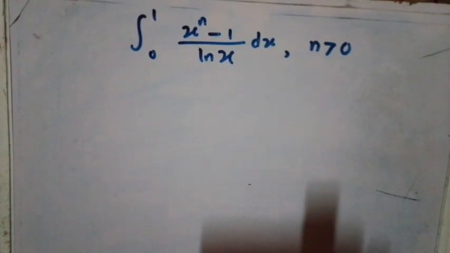Can you solve this type of integration? We call it Frullani type integral. The integral from 0 to 1 of (x^n - 1) divided by ln x dx, where n is greater than 0. Here is the step-by-step solution guide to the problem. Solution.